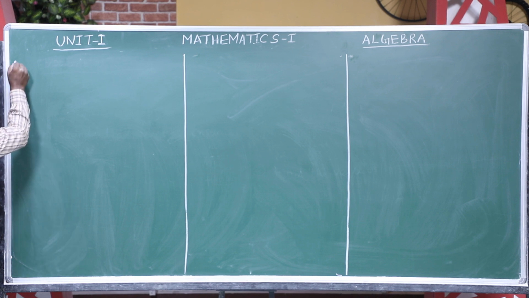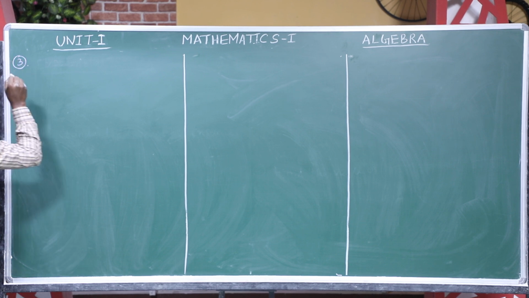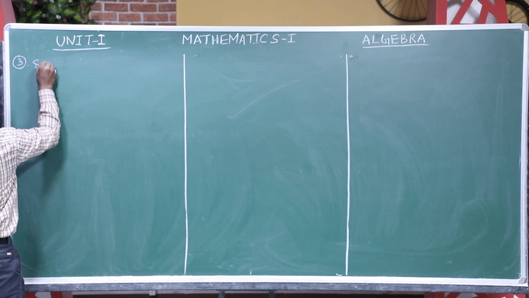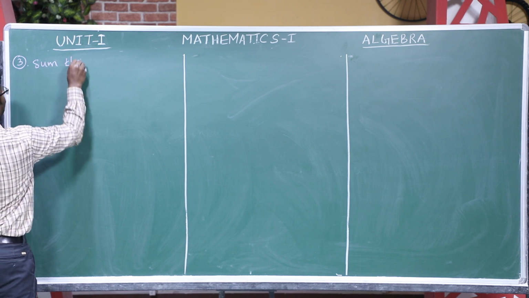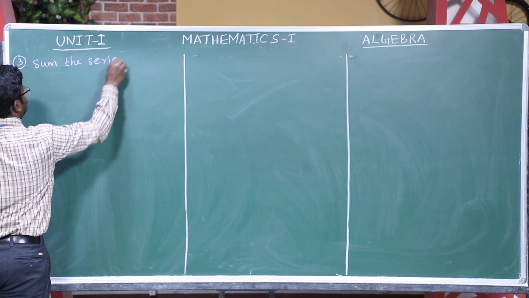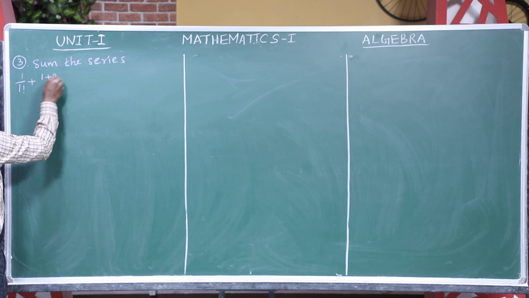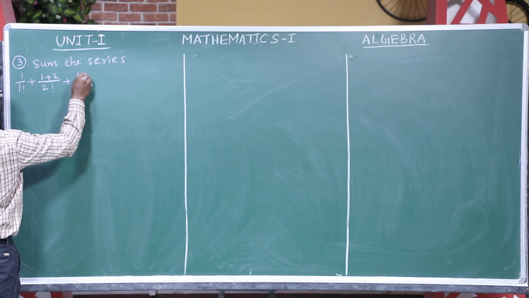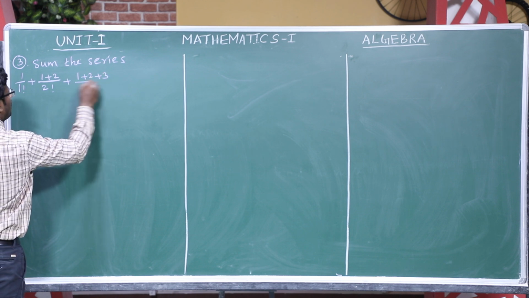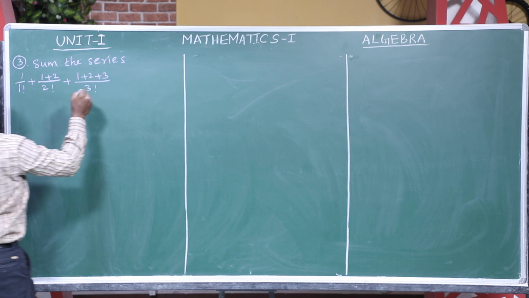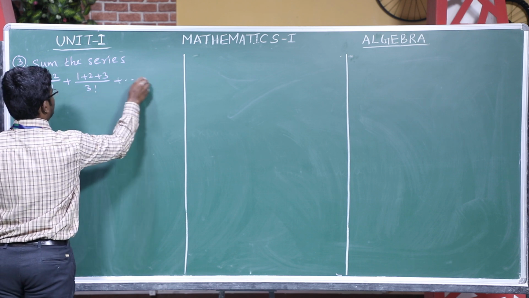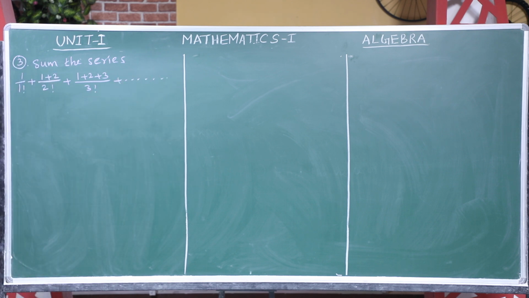Next, problem number 3. Sum the series: 1 by 1 factorial plus (1 plus 2) by 2 factorial plus (1 plus 2 plus 3) by 3 factorial, plus and so on, up to infinity.